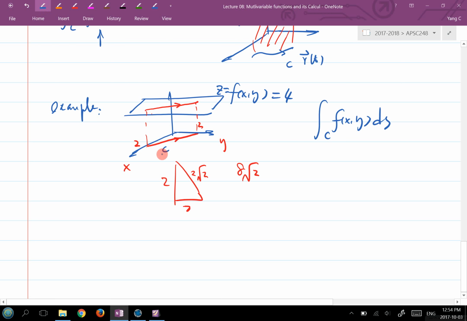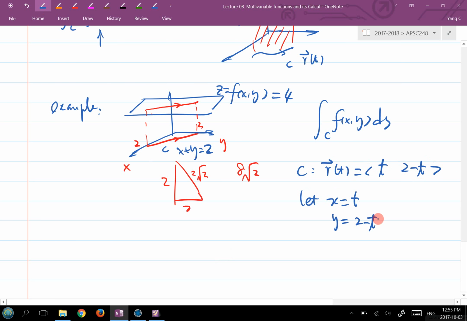This is a curve C. So first of all, we need to parameterize the curve C. The curve C is x plus y equal to 2, right? So I can parameterize this curve C by, for example, letting x equal to t, then y equals 2 minus t. That's how you parameterize that straight line.